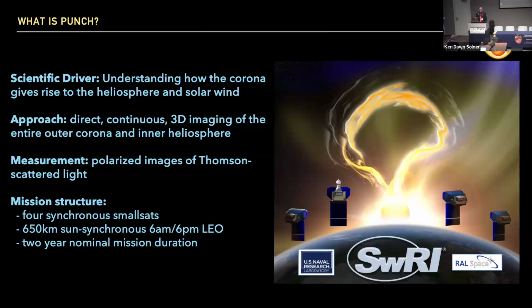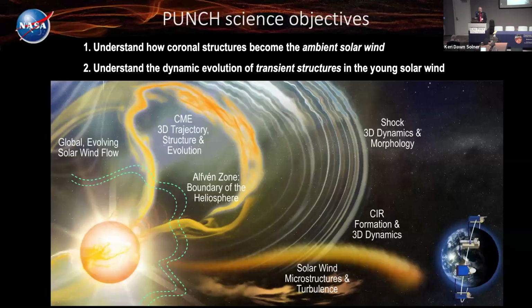And of course, we have 4 synchronous satellites. You walked past models of 2 of them. They're synchronous in the sense that we operate them as a single virtual instrument. So 4 spacecraft, 1 instrument. We're going to 650-kilometer sun-synchronous orbit, hopefully this weekend, for a 2-year nominal mission. But the orbit won't decay for at least 2 decades. So we hope to operate for a long time.